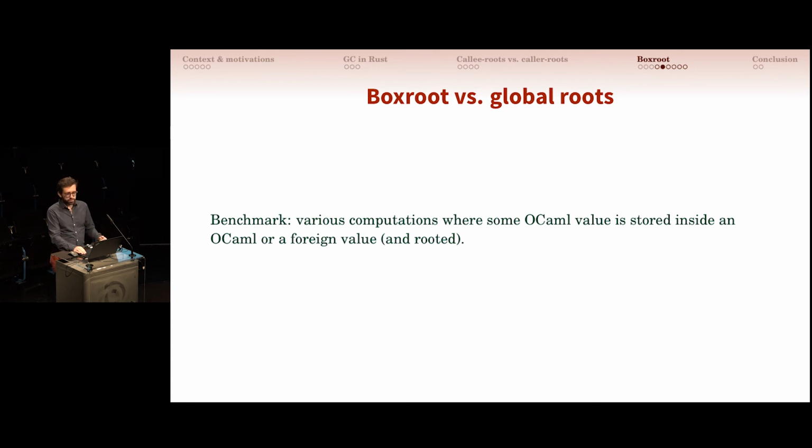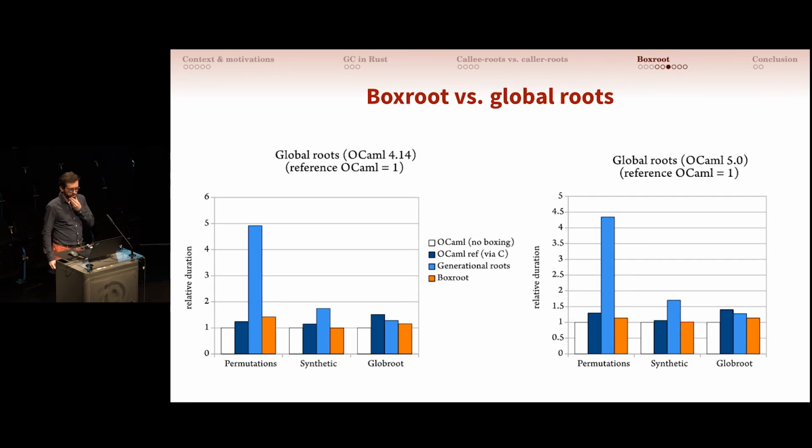For the global roots benchmark, I do various computations where some OCaml value is stored inside some foreign value, which is stored inside an OCaml value. And I won't have time to spend too much time on this graph, but the key takeaway here is that it's much faster than the generational roots of OCaml.